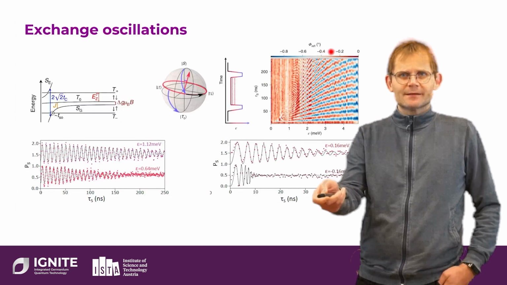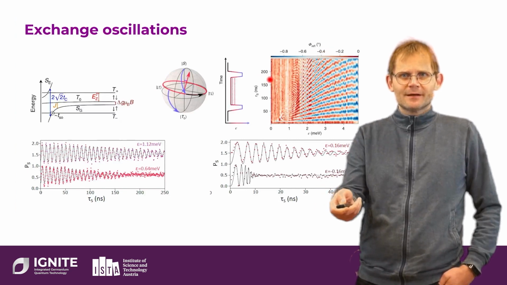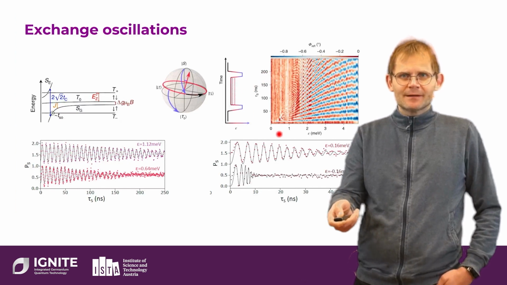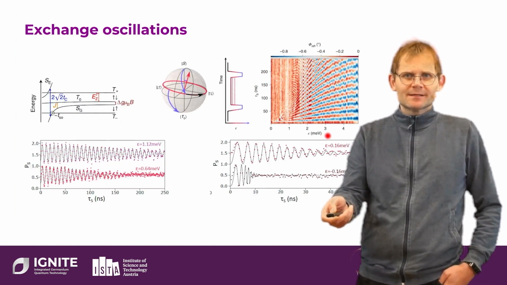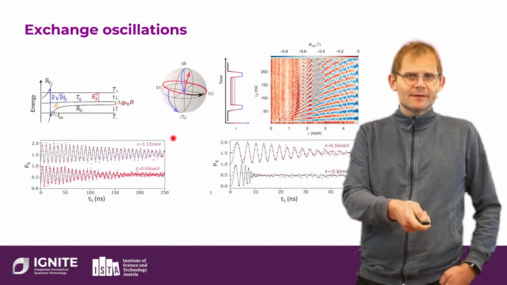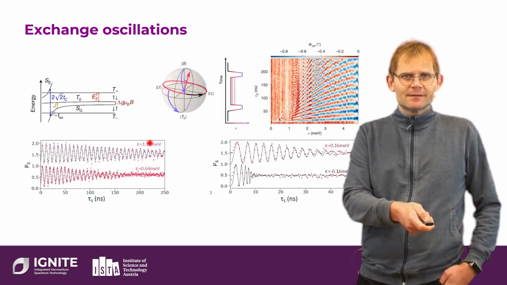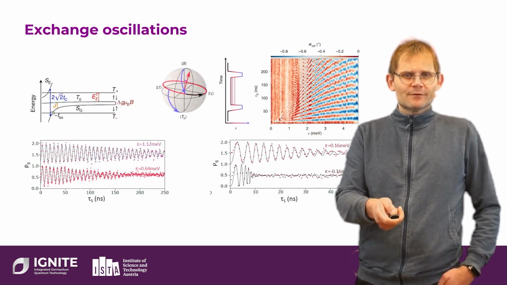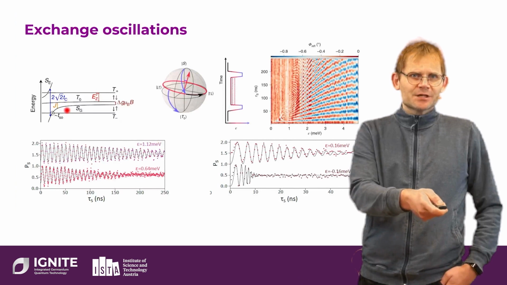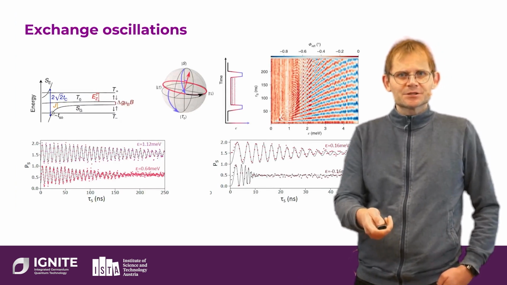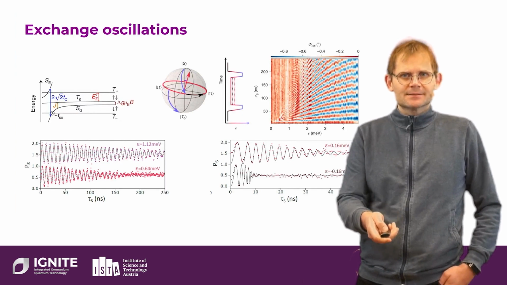If you do that, and again you measure the reflectometry versus the waiting time and the detuning, you can see exchange oscillations, and you can see that the coherence time depends on the detuning. It is known that for high exchange interaction, coherence is more limited because charge noise is enhanced.